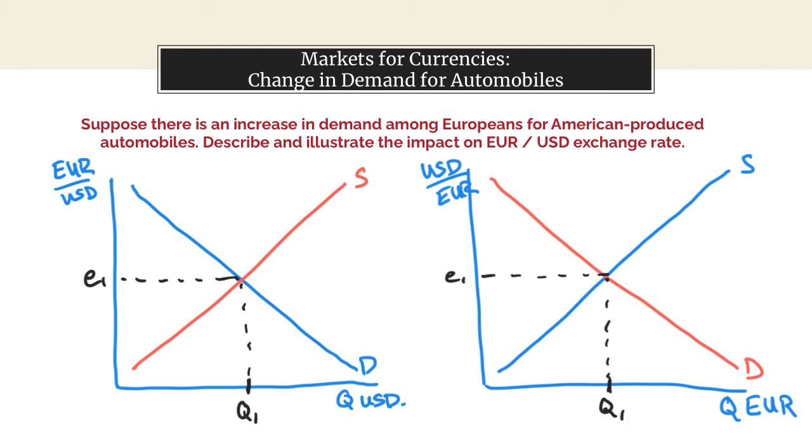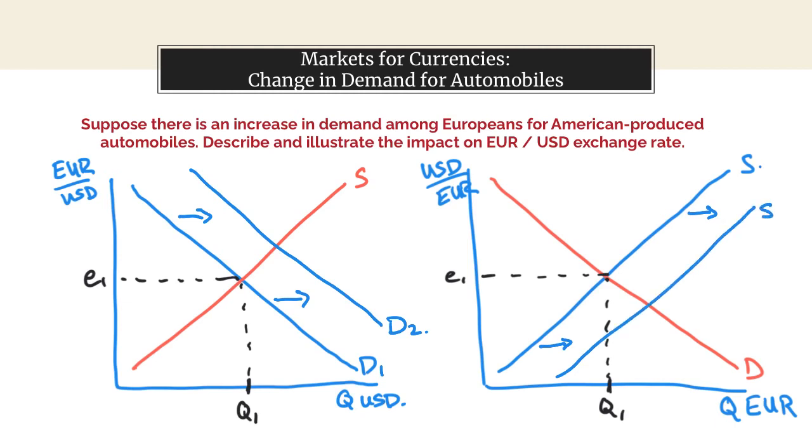And let's see, there's an increase in demand for American-produced goods, and therefore there's an increase in demand for US dollars to purchase those goods. So there's going to be a rightward shift in the demand for US dollars. The demand for US dollars is the supply of euros. So if that one's shifting to the right, this one's shifting to the right. Europeans sell more of their euros to buy US dollars in order to buy automobiles produced in the United States.